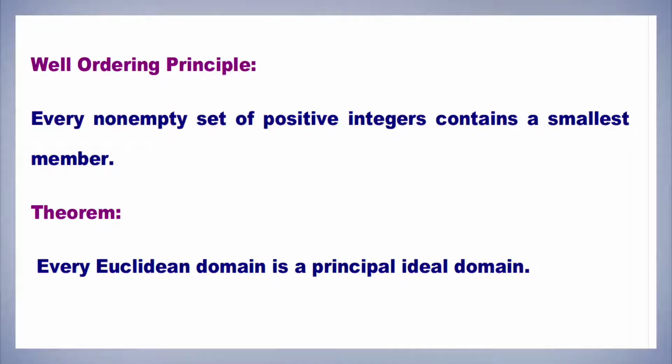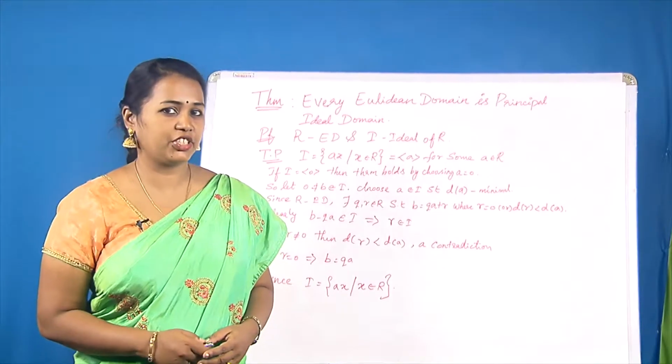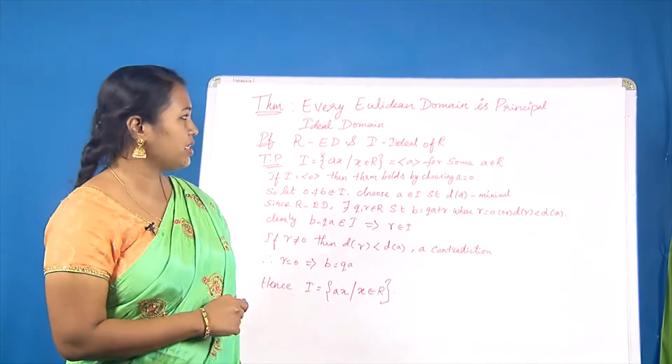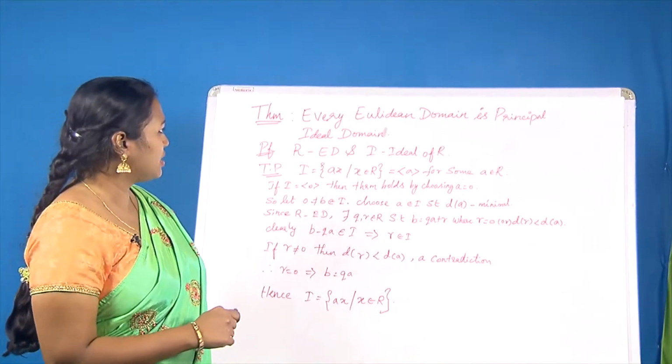Before going on to the next theorem, we will have to recall the well ordering principle here. The well ordering principle is every non-empty set of positive integers contains a smallest member. Now we shall see an important theorem in this session. Every Euclidean domain is a principal ideal domain. It is one of the important theorems in algebra. Now we will be proving this.